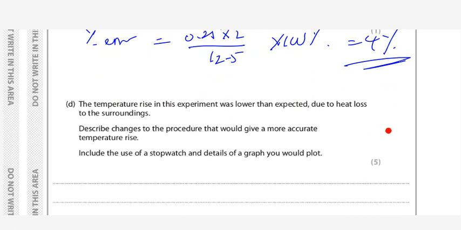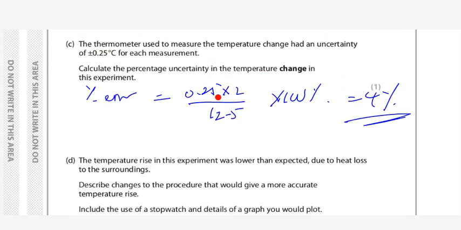The temperature rise in the experiment was low. Which ones do you multiply by 2? For a pipette, we don't multiply, so you take only 1 reading. Measuring cylinder, we don't multiply, take only 1 reading. Volumetric flask, you don't multiply. Burette, you have to multiply by 2 because you take 2 readings. Thermometer, initial temperature and final temperature, 2 readings. Even the weighing scale, initial mass and final mass.